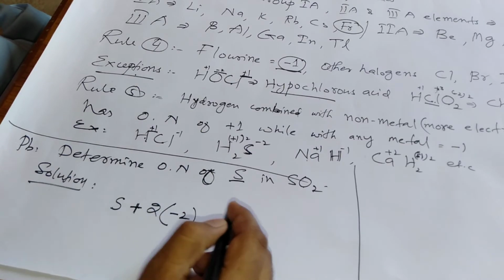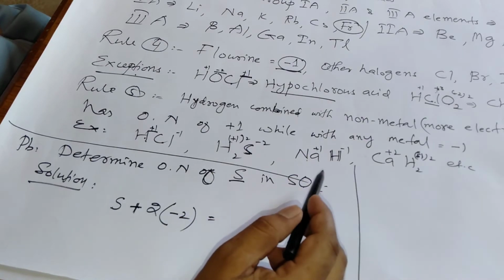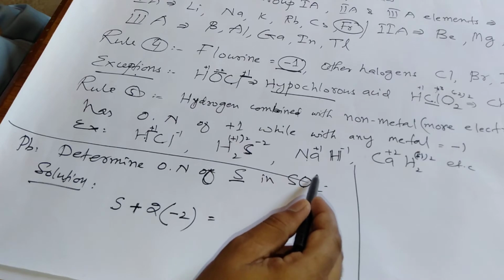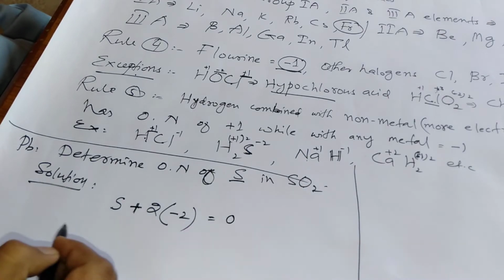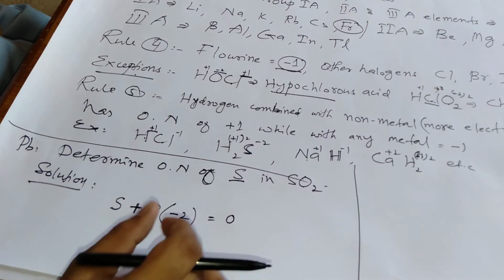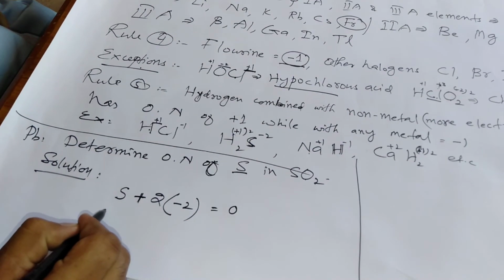Then outside the bracket, we will see if there is any charge on the compound. If there is no charge on the compound, that means it is zero charge. So we will also write that here. In this way, this will be an equation based on one variable. We will solve further.